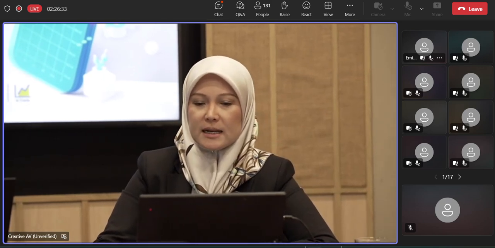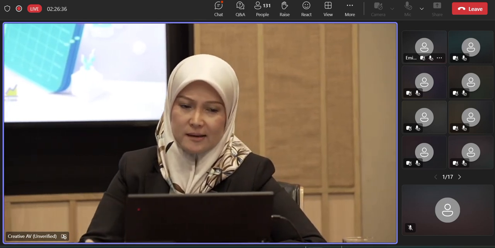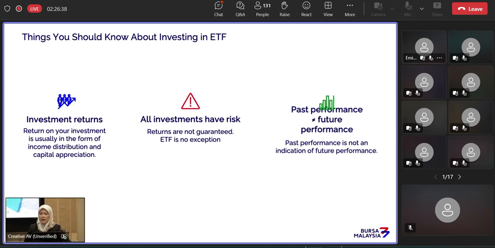The next one is basically, I just want to highlight the things that you should know as a beginner about investing in ETF. When it comes to investment, everybody will ask about investment returns. Yeah, that's for sure, right? Investment returns for ETF come in the form of dividends and also capital appreciation. Capital appreciation means that the price of the ETF goes up, then you have capital appreciation from that. And also all investment has risk.